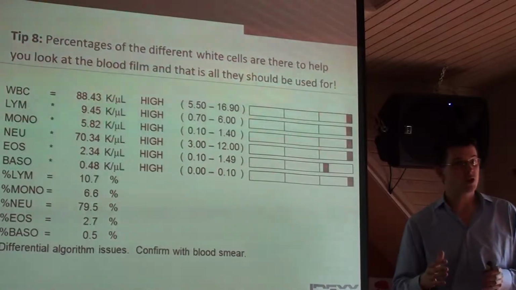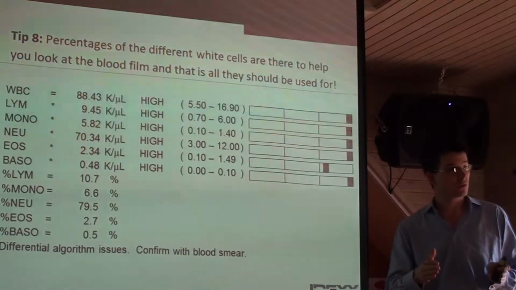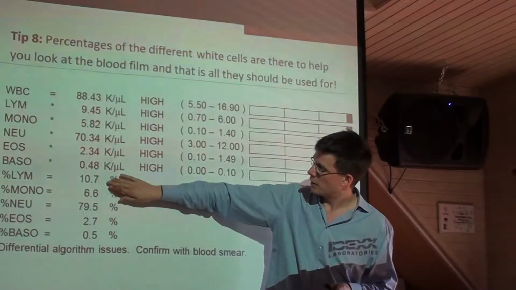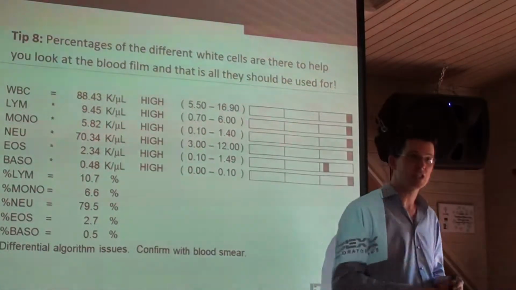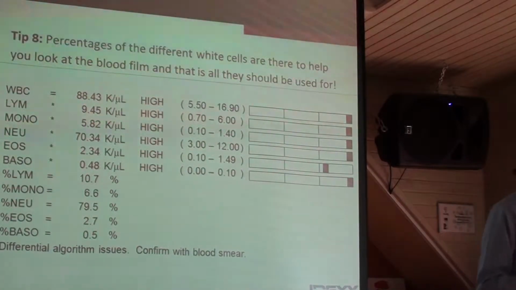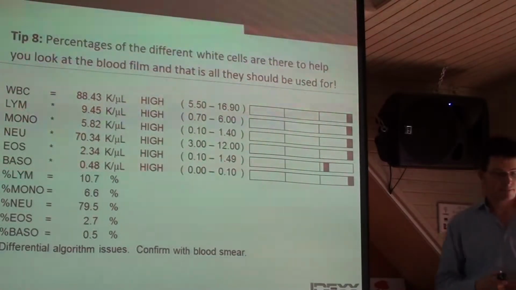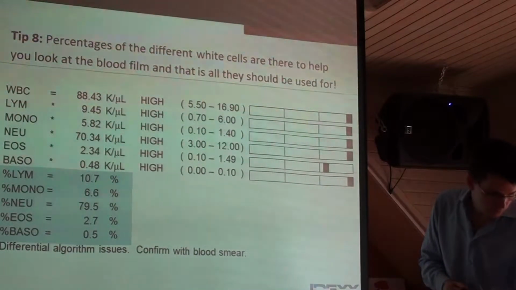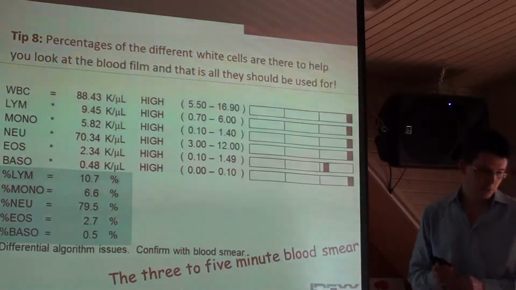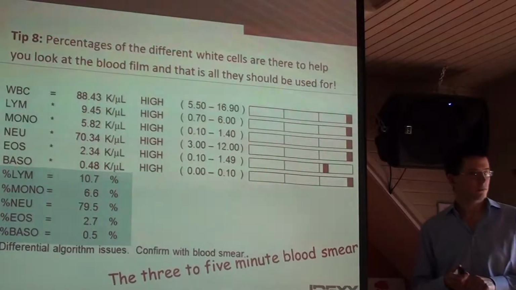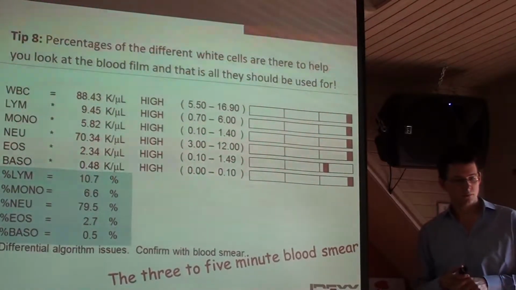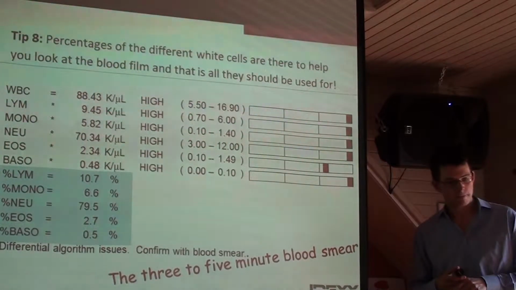Nobody is expecting you to sit and do a manual count of the white blood cells, but simply to look at the blood film and check, are these percentages consistent with what I am seeing down the microscope?